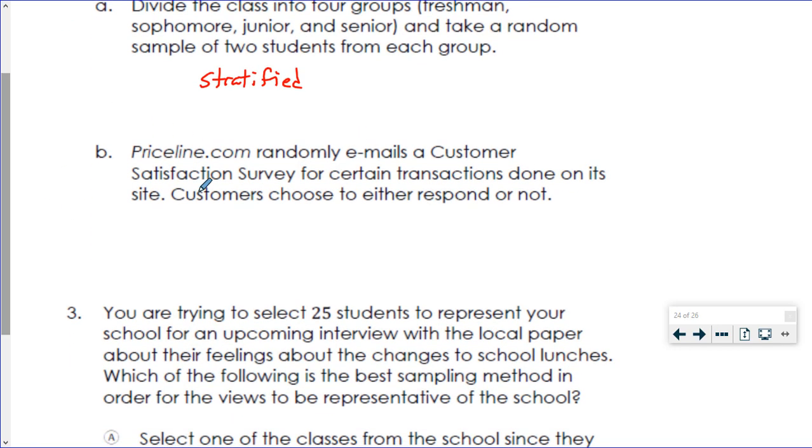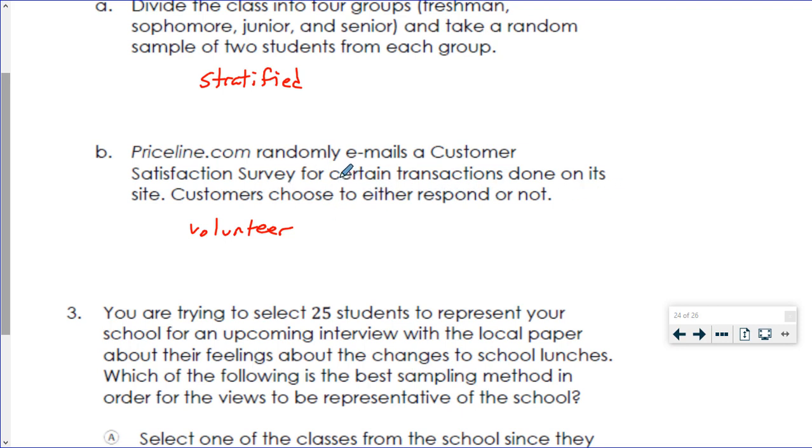Okay. Priceline.com randomly emails a customer satisfaction survey for certain transactions done on its site. Customers choose to either respond or not. What sampling technique is that? Sampling method? That is called volunteer sampling. Who decided on whether they were going to be a part of this survey or not? The customers do. The customers choose to either respond or not.